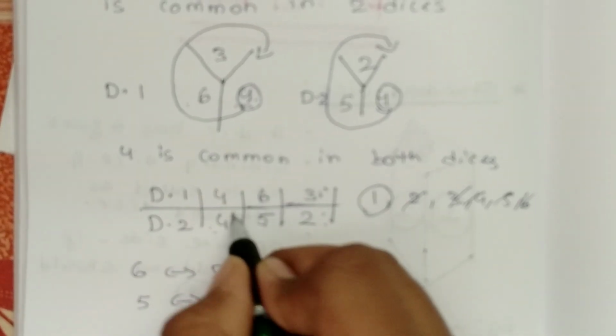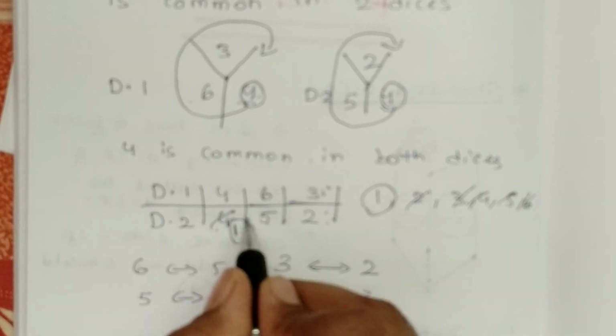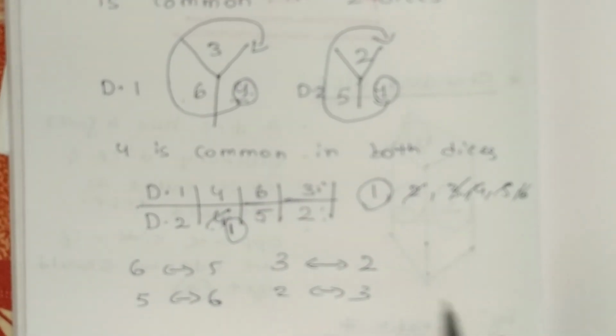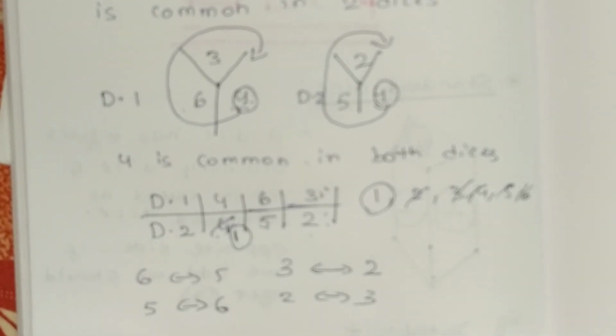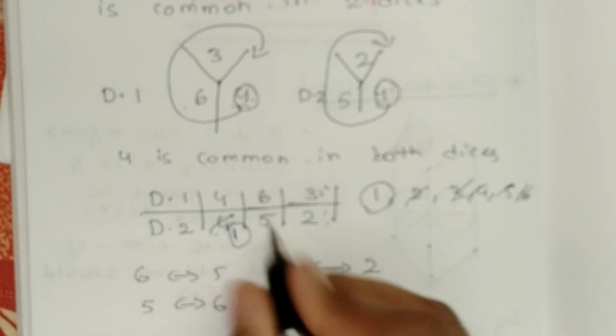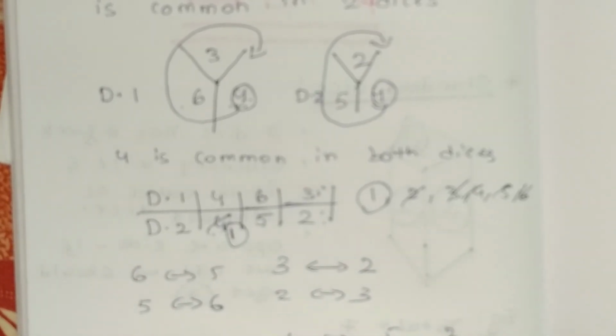So any of the 4 you can cut 1, and you can write here 1. And if they give in the question which number is opposite to 4, you should write 1. Which number is opposite to 6, you should write 5. Which number is opposite to 3, you should write 2.